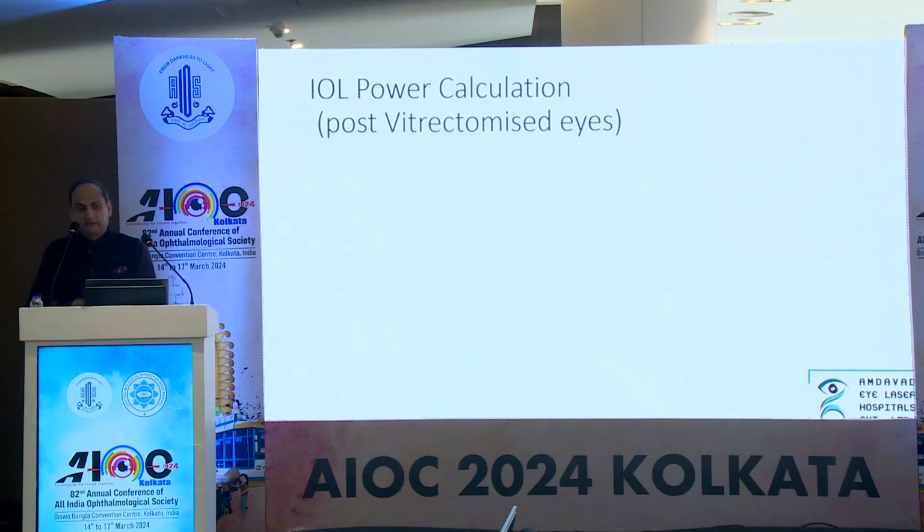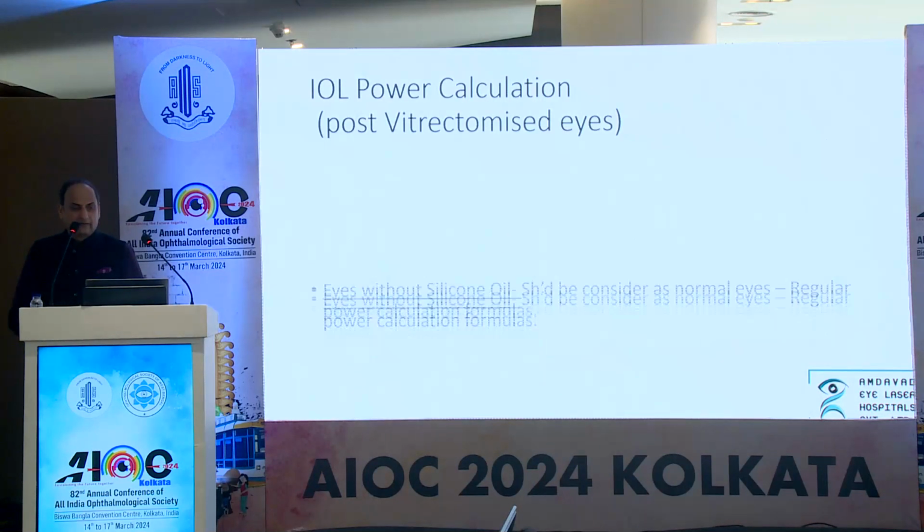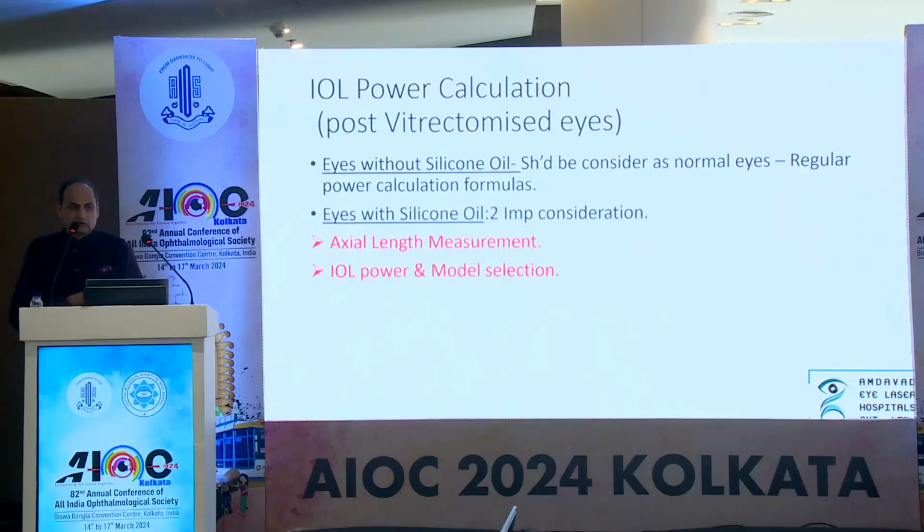So coming to my last topic, the post-vitrectomized eyes. There can be two situations. Eyes without silicone oil: a patient would have undergone a vitrectomy but no longer has silicone inside the eye, and this can be considered normal, so you can go ahead with whatever you're doing. But the challenge is eyes which have silicone oil inside, and here you have two important considerations. One is the axial length measurement.